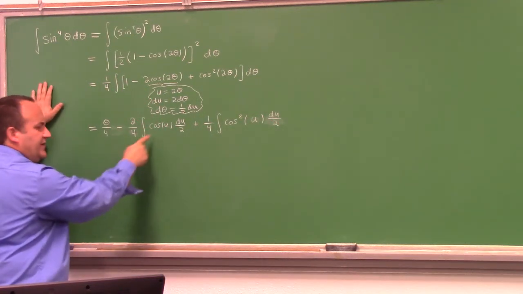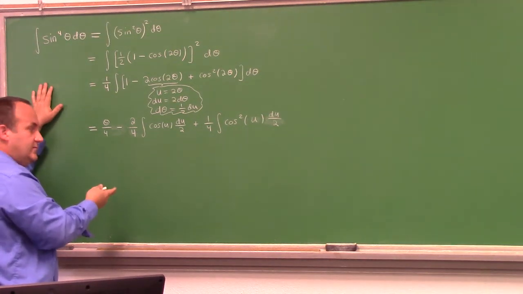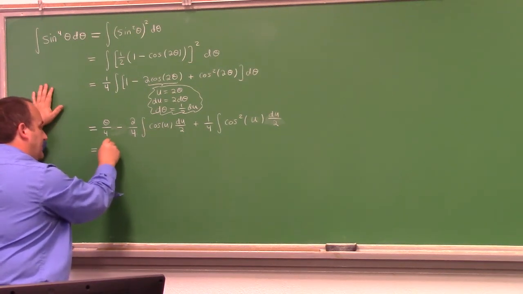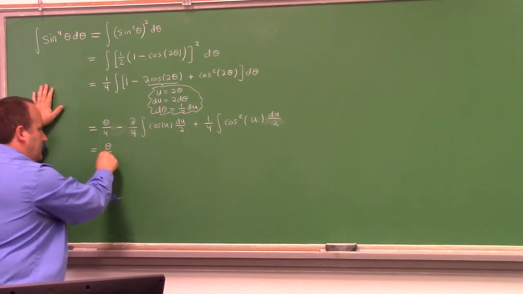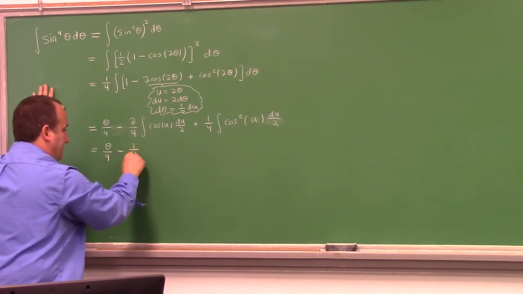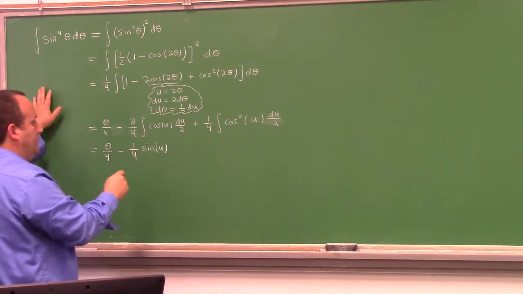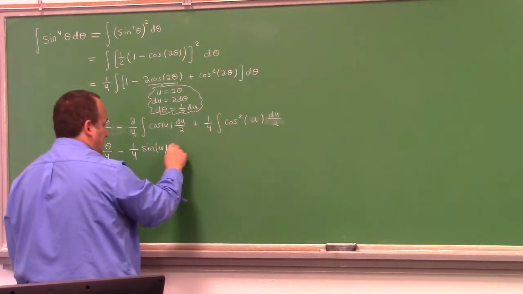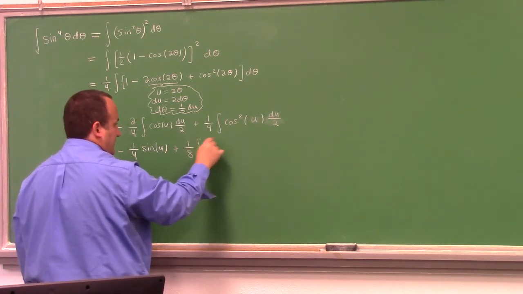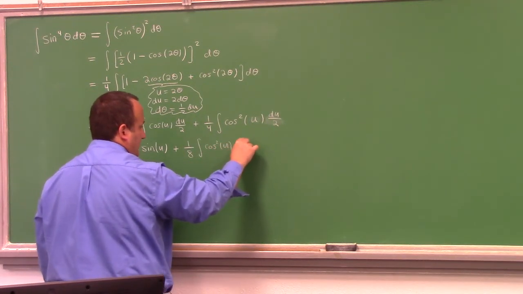So what's the integral of cosine? It is sine, right? So these 2's cancel. We get theta over 4 minus 1/4 sine of u plus 1/8 integral of cosine squared u du, right?